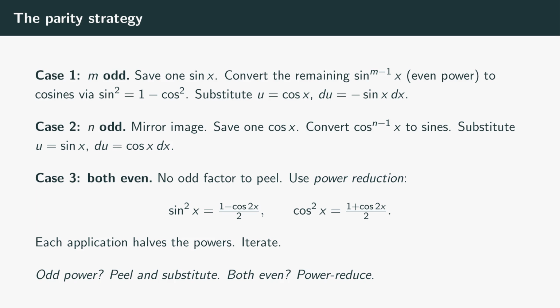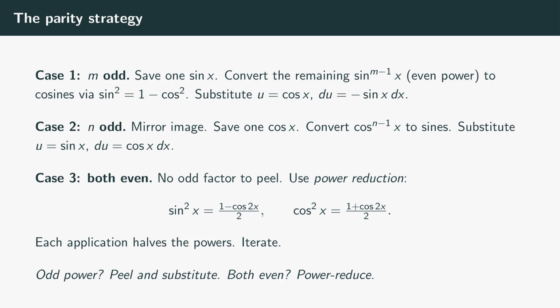Substitute u equals cosine of x, du equals negative sine of x dx. The peeled sine of x dx becomes negative du. The rest is a polynomial in u. Done. Case 2, n is odd. Mirror image. Peel 1 cosine of x, convert the rest with cosine squared equals 1 minus sine squared, substitute u equals sine of x. Case 3, both m and n are even.